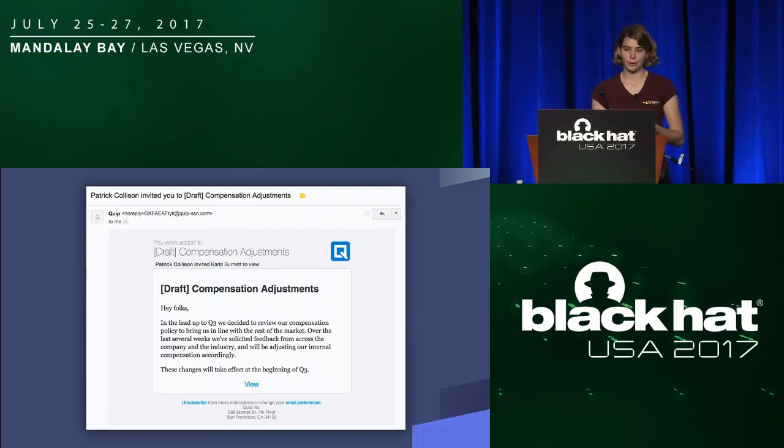It's an email from the CEO talking about compensation adjustments, but it turns out everyone really likes to know how much they're paid, so they all clicked through anyway. And I also thought the sender of the email would give it away, because Quip had SPF and DKIM enabled, so I just had to register some other random domain that looked similar.